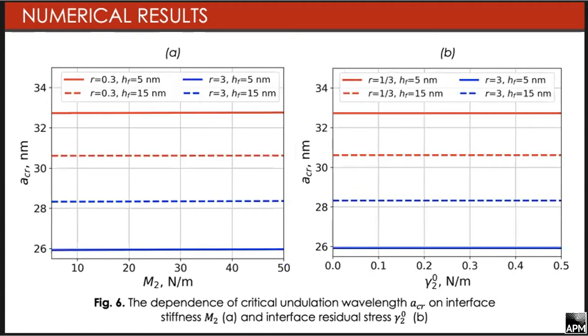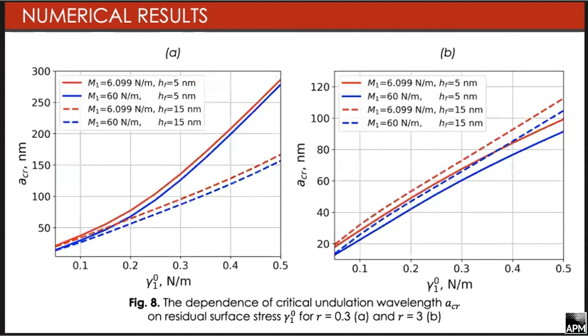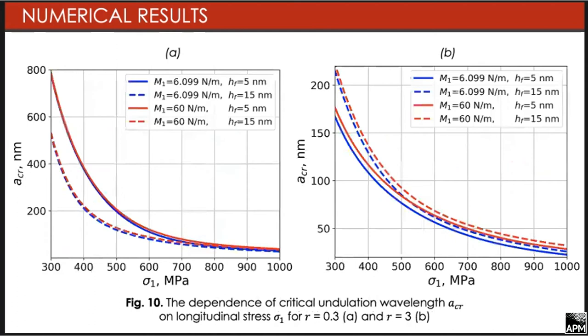Here you can see the dependence of critical undulation wavelengths on interface stiffness and interface residual stress. Results show that interface stiffness and interface stress don't affect the morphological stability of the film coating surface. We also analyzed in detail how the critical perturbation wavelength depends on surface stiffness, coating to substrate stiffness ratio, residual surface stress, film thickness, and misfit stress.